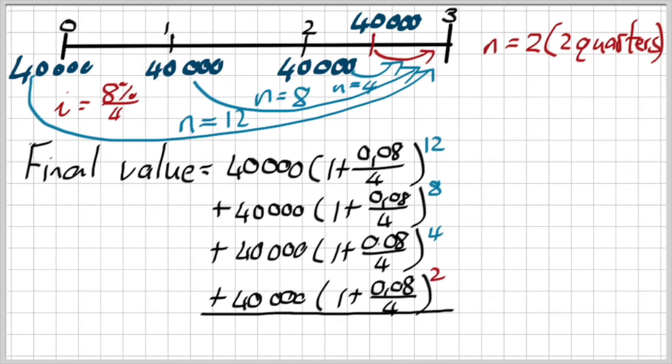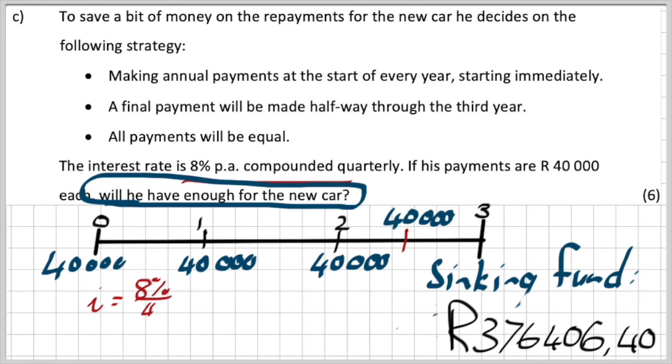Get out those calculators, ladies and gentlemen. Punch these values into your calculator and get the final answer as being 181,428 and 44 cents. So this person is way short of where they would like to go. They're not even halfway where they should be going. Because remember, they should be going to 376,000. So this person is going to have to invest a lot more money.